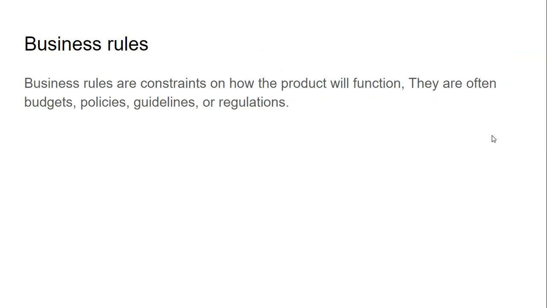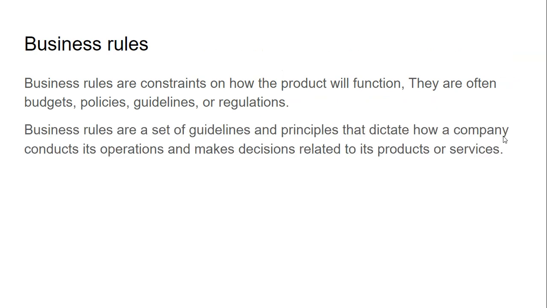So the next second point, apart from the business requirement, we have the business rules. Business rule is a big one. Business rules are constraints on how the product will function. They are often budget policies, guidelines, or regulations on the product. Business rules are a set of guidelines and principles that dictate how a company conducts its operation and makes decisions related to its product or service.